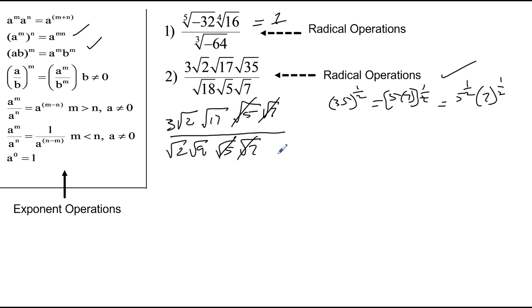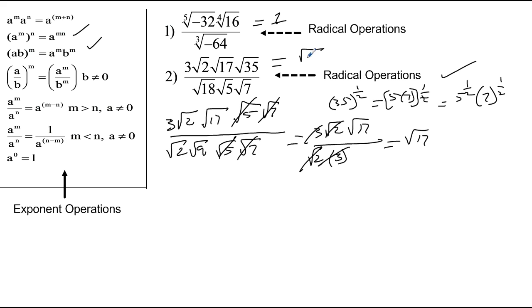So that's equal to 3 times the square root of 2 times the square root of 17, divided by the square root of 2 times the square root of 9, which is 3. So the square root of 2 divided by the square root of 2 is 1. 3 goes into 3 one time. So all that leaves me is the square root of 17. So the answer to the second one is the square root of 17.